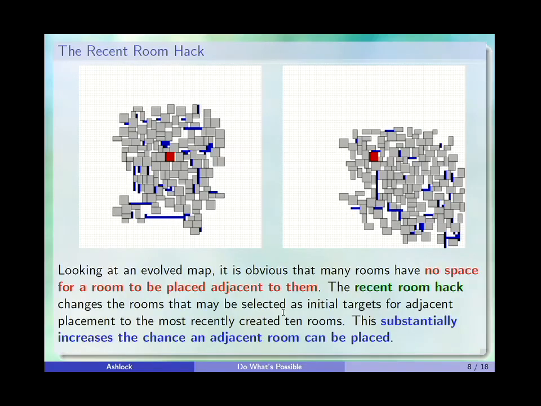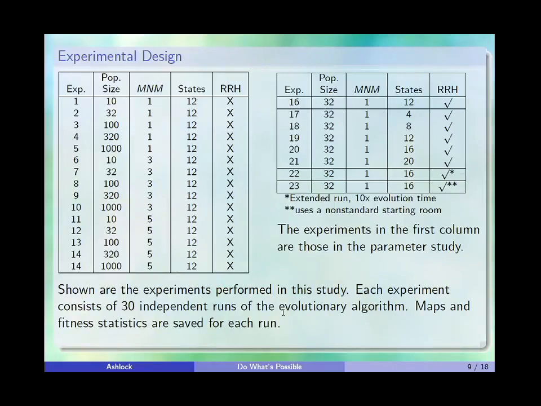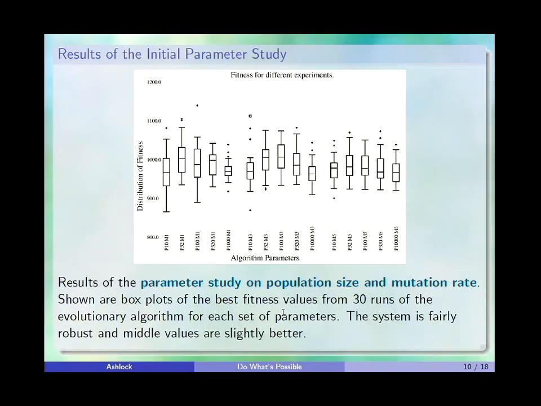And probably since the room has the people in it that it does, you've all thought of 5 or 6 other better ways to do that. And so we did a parameter study where we checked the mutation rate, the population size, and then we did a study where we implemented the recent room hack and checked the number of states. And then we did 2 funny studies. One, I just ran evolution 10 times as long, and yeah, it fills in more rooms if you do that. And then we tried using a non-standard starting room. So that's a pretty sad parameter study.